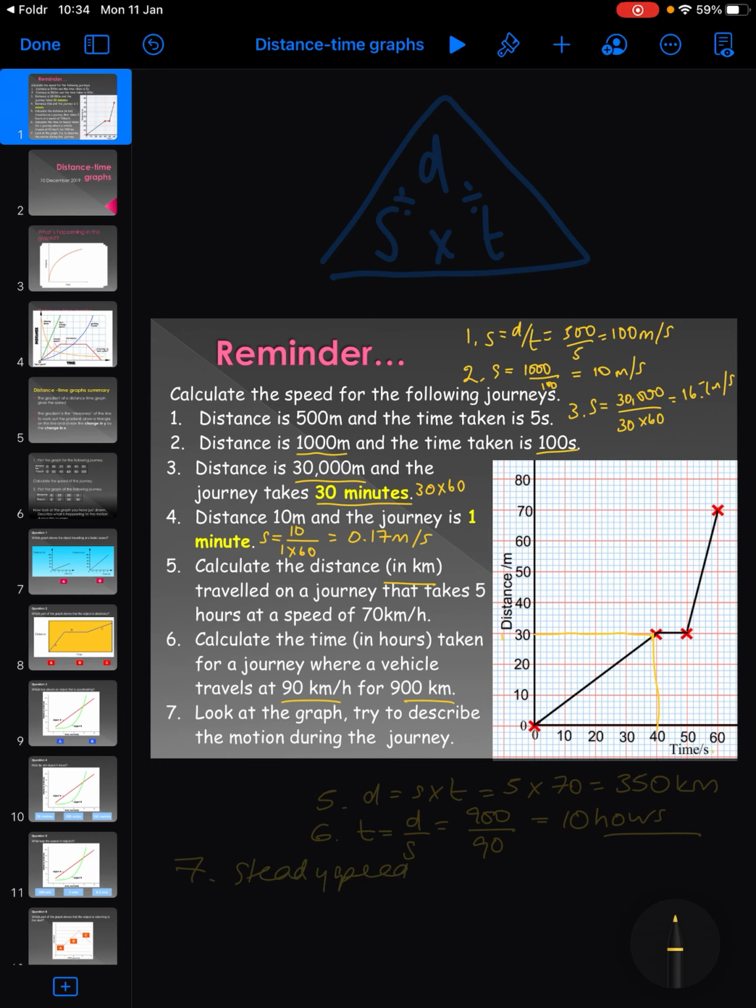Oh God, that says speed. My writing is appalling. Sorry. For 40 seconds, it reaches 30 meters. So all I'm doing is reading off the graph.